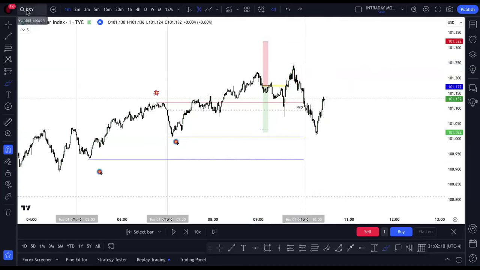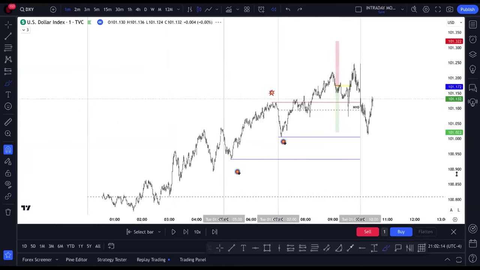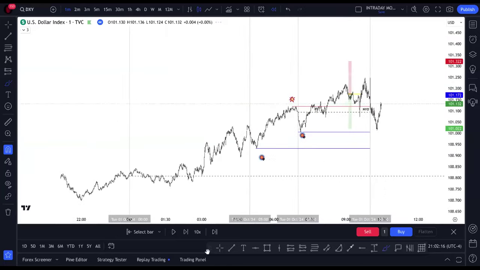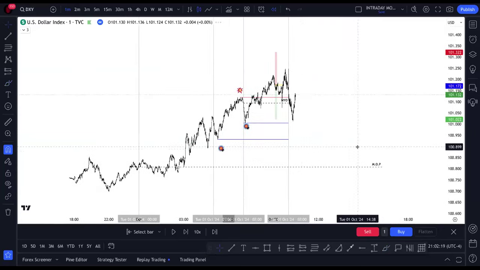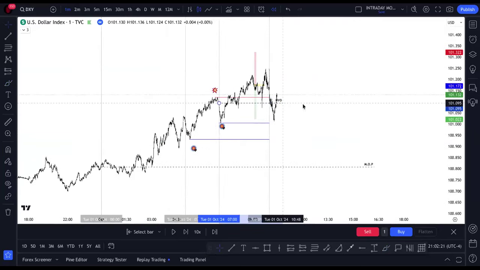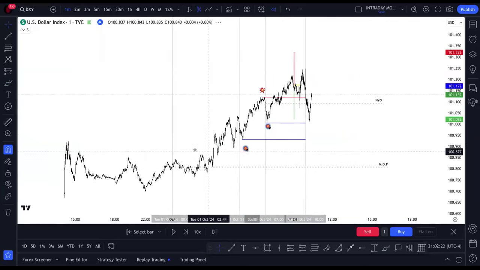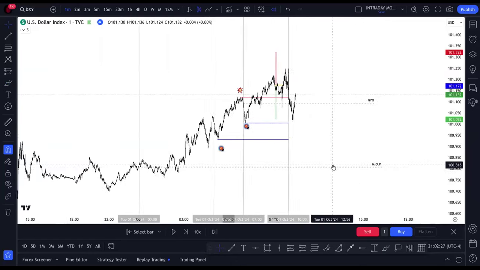And this is the DXY too. Same thing we show the currencies, and you guys will see that. So that was a New York model idea and a triple confluence situation. So you see, this is the New York Open. That's midnight. This is all Tuesday's day. This is Tuesday. Don't be confused. It's not Monday. This is Tuesday.